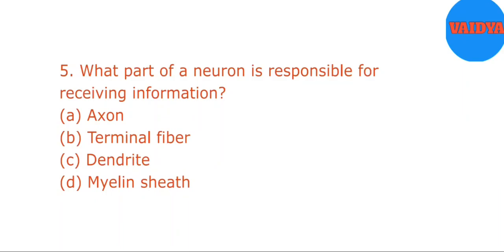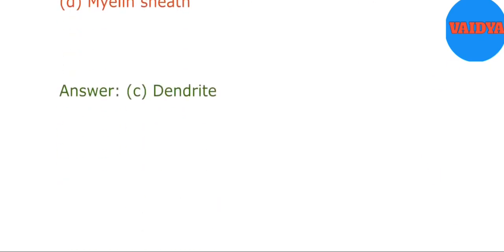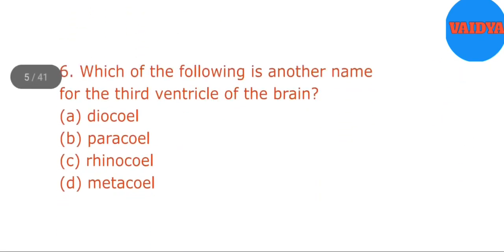5. What part of a neuron is responsible for receiving information? A. Axon. B. Terminal fiber. C. Dendrite. D. Myelin sheath. Answer C. Dendrite.